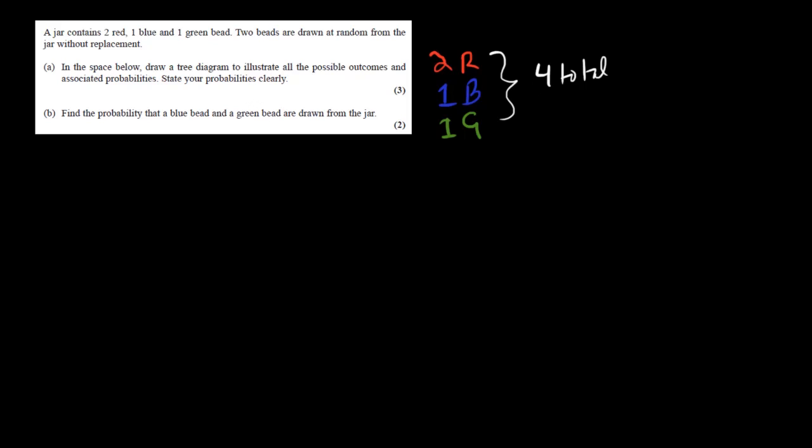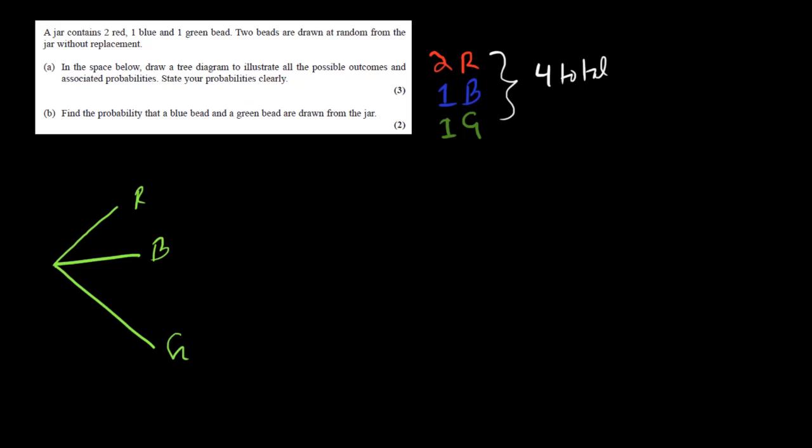So the jar contains 2 red items, 1 blue item, and 1 green item, and it's a 2-draw experiment. So we have to remove 2 items. First of all, draw this information on a tree diagram. We know the first draw can be red, blue, or green. That is the first choice.